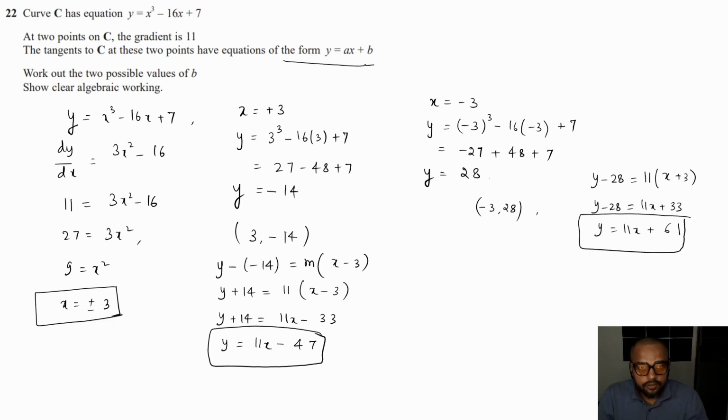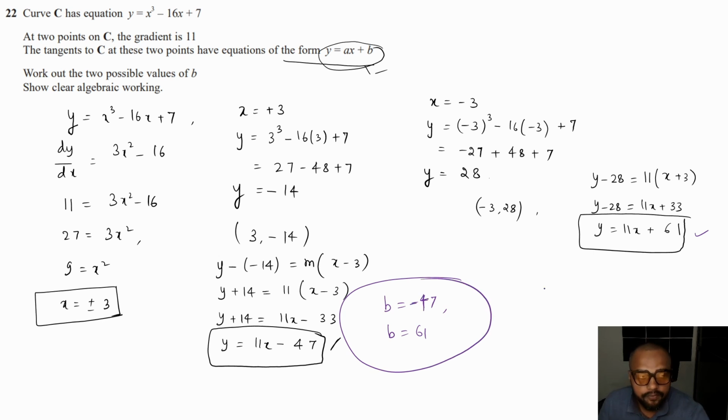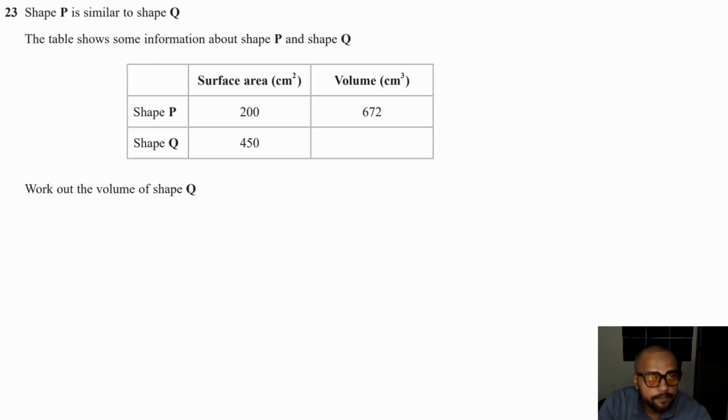Now we need to compare these two equations with y = ax + b. If I compare this equation and this equation, one of the possible values of b will be −47, and from the other, the possible value of b will be 61. So b equals −47, and b can also equal 61. This is how we need to calculate. Now let's move to the next part.